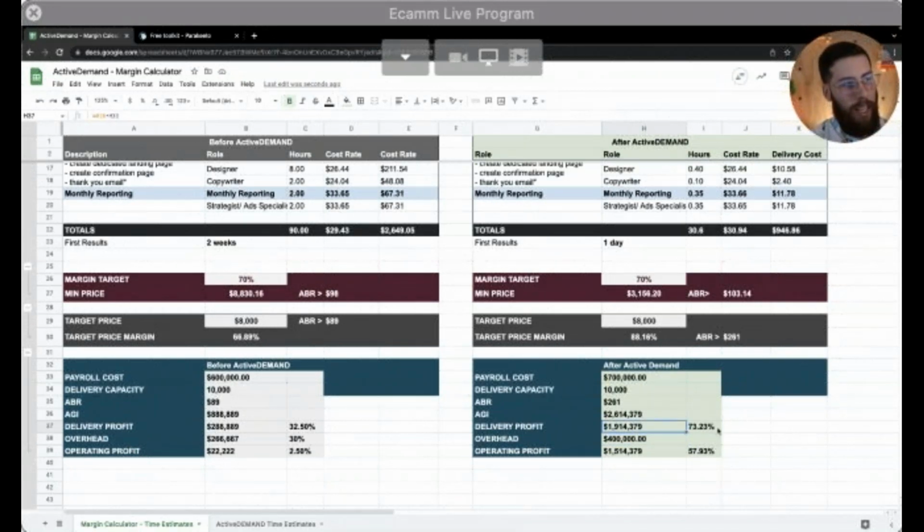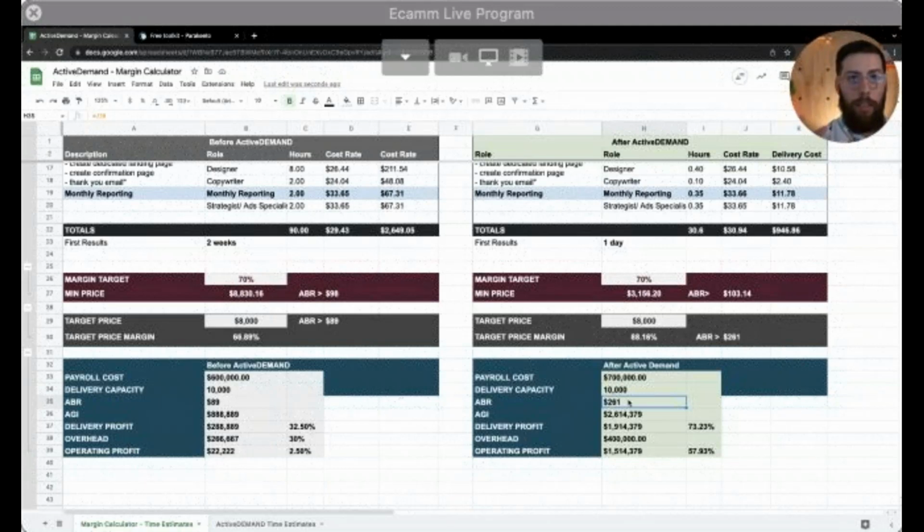And we're still getting a delivery profit of over 70%. We're getting an operating profit of almost 60%. I mean, these results are almost unheard of. But you can see here, this is drawing an extreme contrast, but at an average billable rate of $261 an hour, which, by the way, we have many clients that are averaging billable rates that are at this level or higher. So this is possible. It might seem insane, but it is possible.